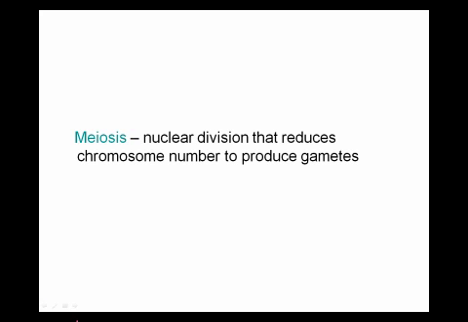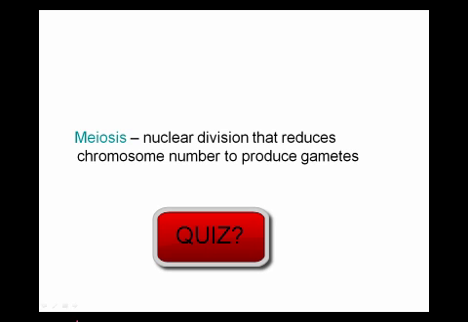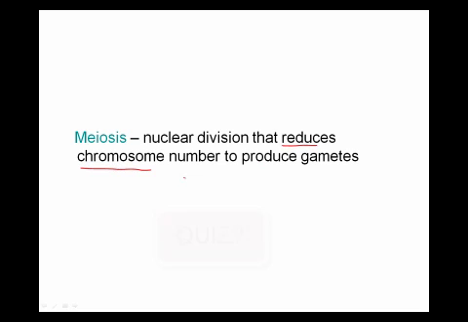5.4. Meiosis. Meiosis, recall, is nuclear division that is going to reduce the chromosome number to produce gametes. So rather than producing diploid cells, meiosis results in haploid cells, the sperm and the egg.